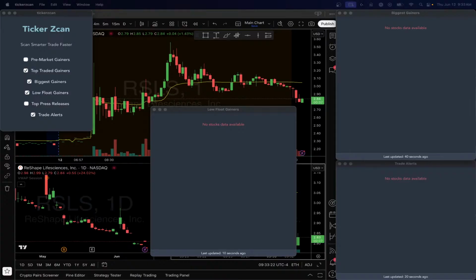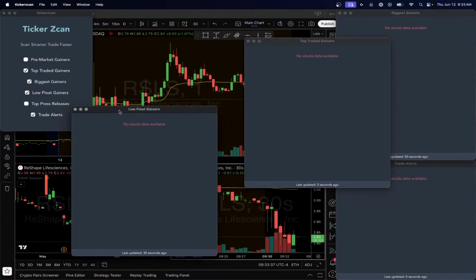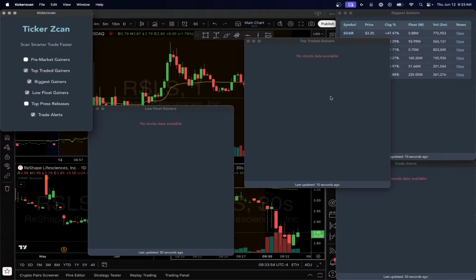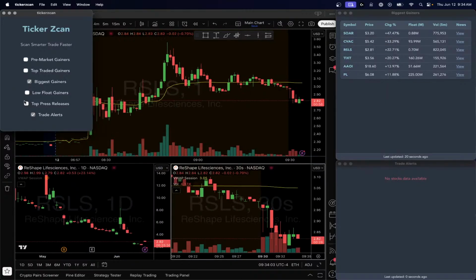So the pre-market gainers were working. Somehow, no stock data available. I don't know if it's because there's just nothing going on. We have top traded gainers too over here. The server is looking. There we go. Biggest gainers. Let me get rid of top traded gainers, and low float gainers as well.